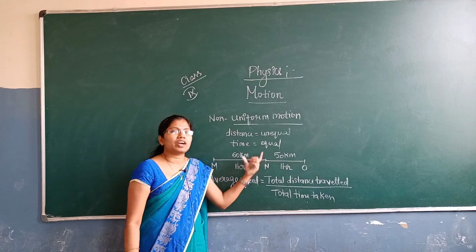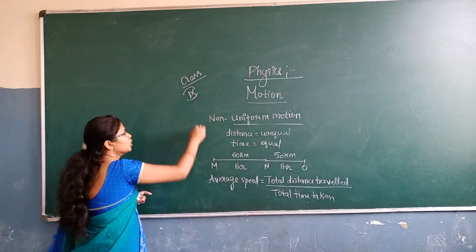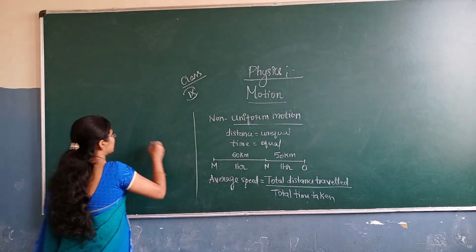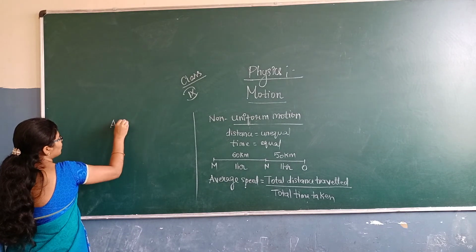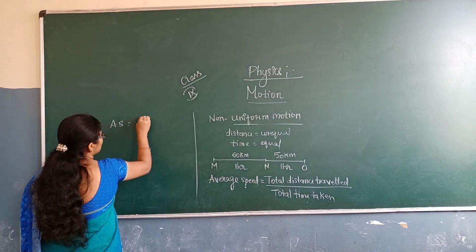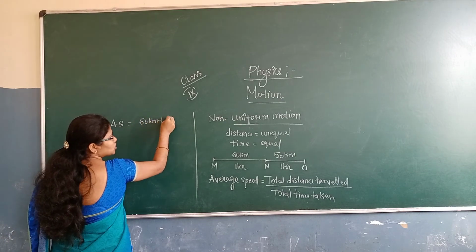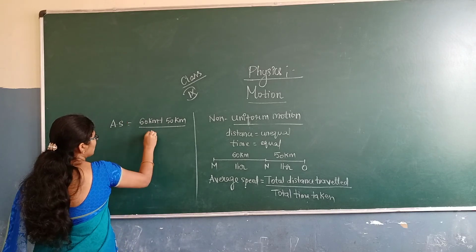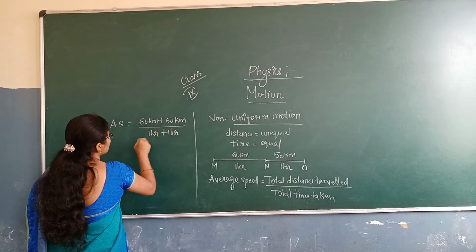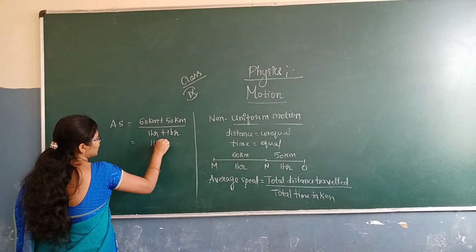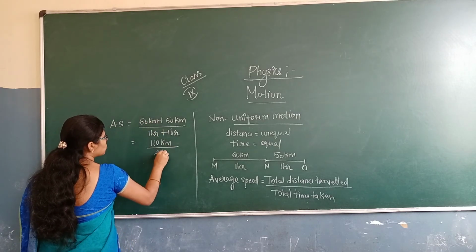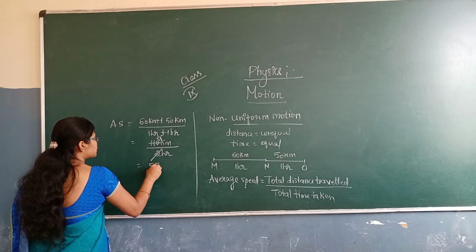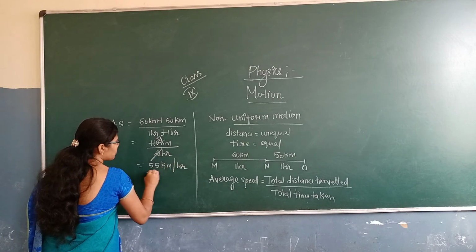because here the distance covered by the object is not equal. Suppose we want to find out the average speed. Average speed is equal to total distance, which means 60 kilometers plus 50 kilometers, divided by the total time, which is 1 hour plus 1 hour. So 60 plus 50 is 110 kilometers, and the total time is 2 hours. So 2 fives are 10, 2 ones are 2, giving 55. Then the average speed will be 55 kilometers per hour.